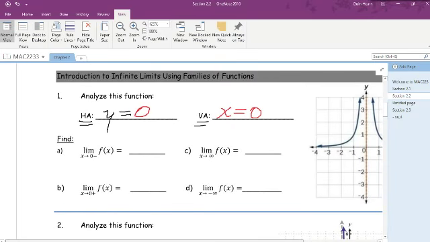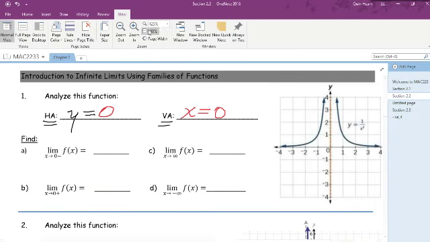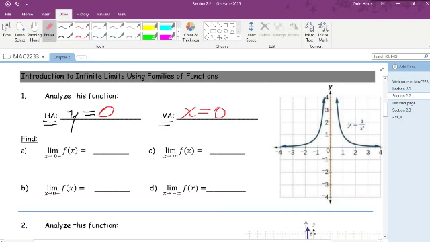Okay. So in part A, we have the limit as x approaches 0 from the left. Remember, we need to look at our graph and at the x value 0, which is here in the center. And we need to look in a neighborhood around that, close to 0, around this area here. We're looking on the left, so coming in from the left would be following along this part of the graph.